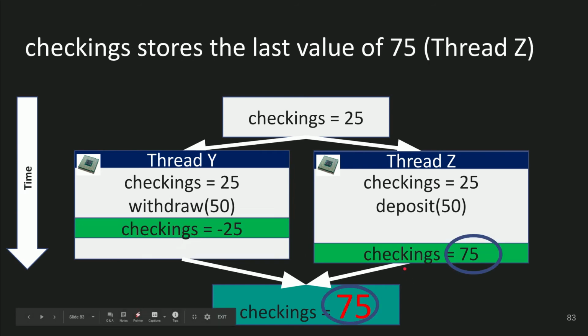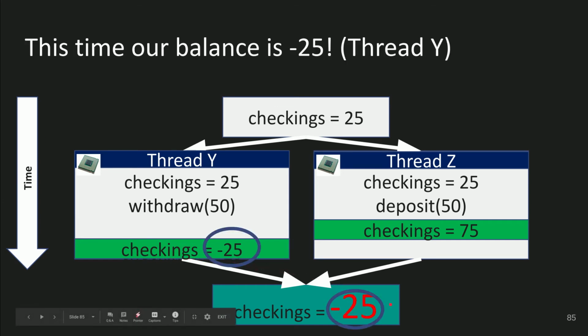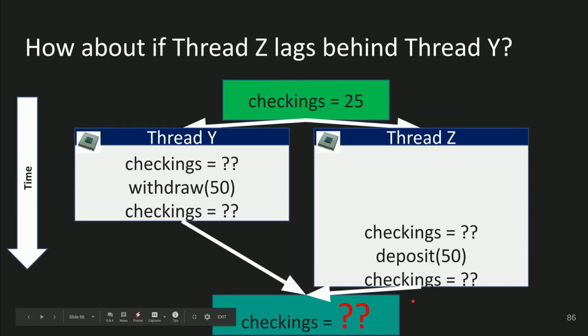Okay, and if the operations had swapped, right, it just happened in time that this thread Y happened to have the checkings value updated at the very last moment, then you end with minus 25 in your checkings account. Okay, and that's also a problem because now we're out of money, but we've lost our $50 that we've deposited and withdrawn, right? This should still be just 25.